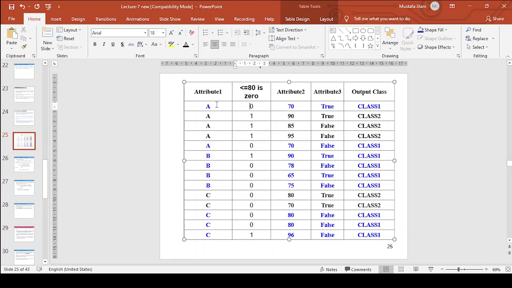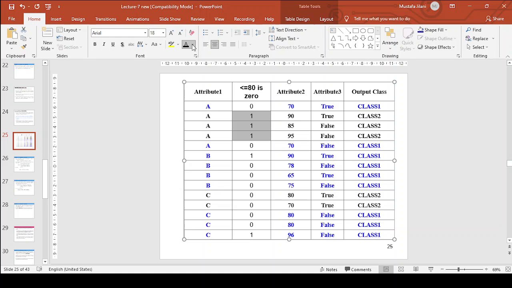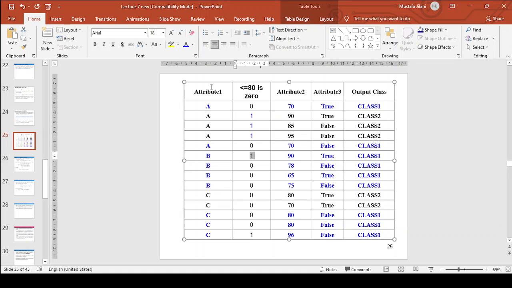So how many zeros are here? 1 2 3 4 5 6 7 8 9 zeros, and 5 ones. Then we have to count how many zeros belong to class 1, how many zeros belong to class 2, then again how many ones belong to class 1, how many ones belong to class 2. So that means it's quite a time-taking process when it is numerical data and we want to split the numerical data to make categories.